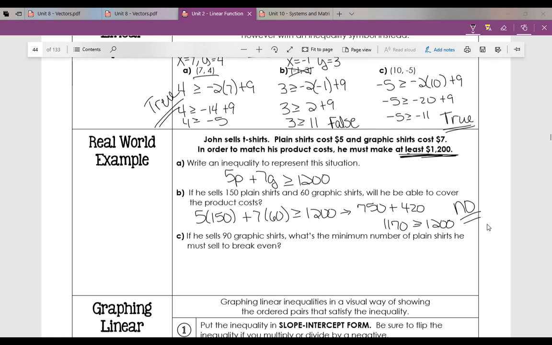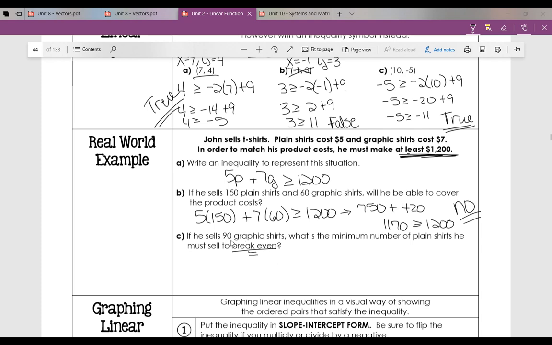All right, now in this next problem, we're doing a break even. So that inequality, when you break even, you want to know what makes it equal. To break even, he has to make exactly $1,200. If he makes more than that, he would have been gaining. If he made less than that, he would be losing money. We want to know exactly what it takes for him to make exactly $1,200.